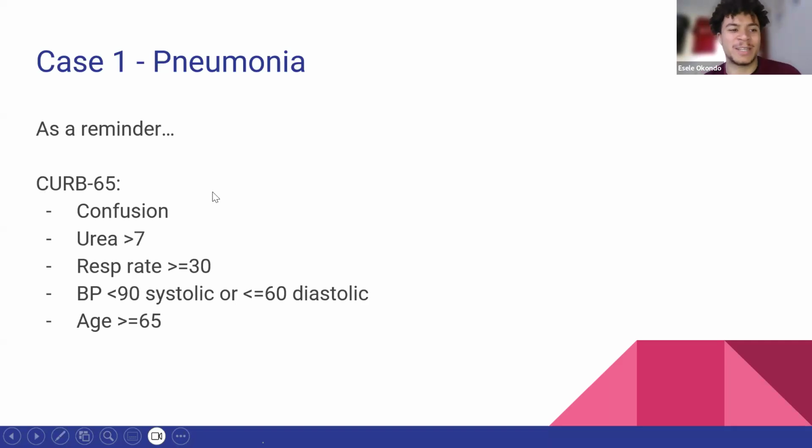There's a syndrome in women's health in fifth year called HELLP syndrome, and it's exactly the same. Each letter is one of the diagnostic indicators that you investigate. So if I had to bring change into the world, that's what I would do. But anyway: confusion, urea above 7, respiratory rate above 30, blood pressure below 90 systolic or below 60 diastolic, and age above 65. I would recommend learning this, especially because there's a nice mnemonic that goes along with it, and it seems like plenty of you have learned it already. So keep that in mind for both your OSCEs and your AKT.